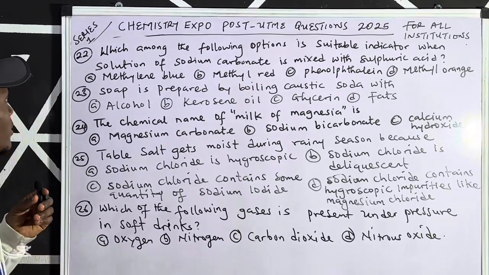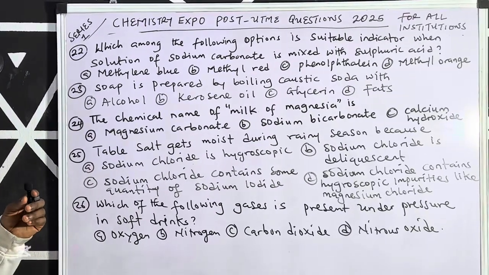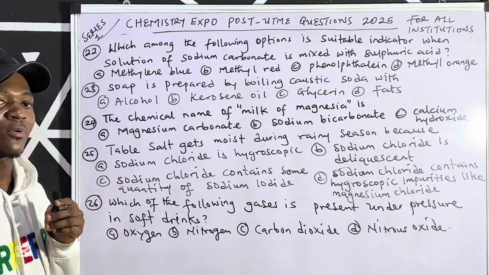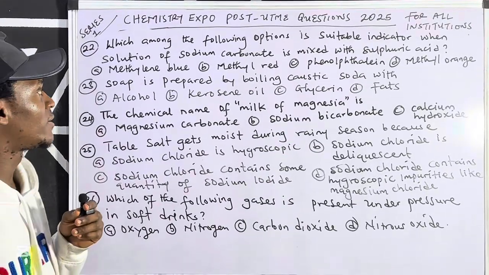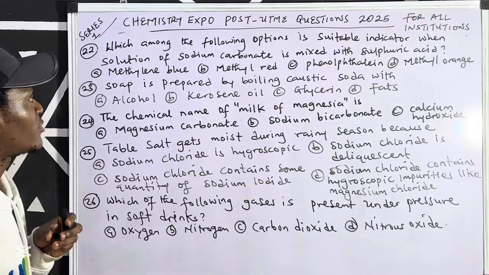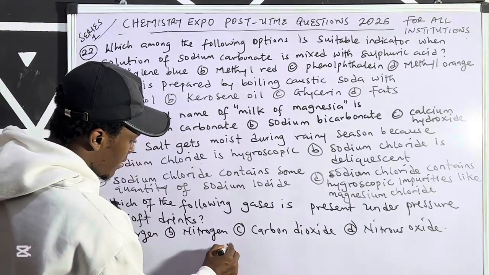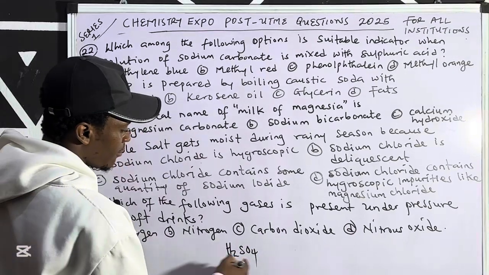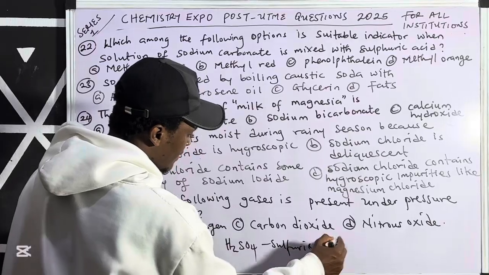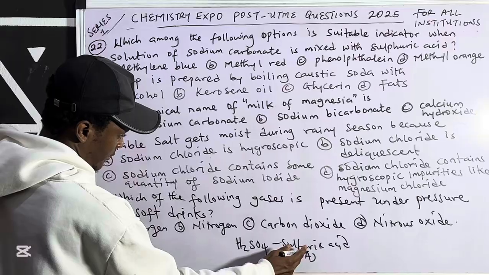Question 22. Which among the following options is a suitable indicator when a solution of sodium carbonate is mixed with sulfuric acid? Now, this question is coming from the reaction of acid on trioxocarbonate. The trioxocarbonate mentioned is sodium carbonate and the acid is sulfuric acid. H2SO4 is the formula of sulfuric acid. Is it a strong acid or a weak acid? It is a strong acid.